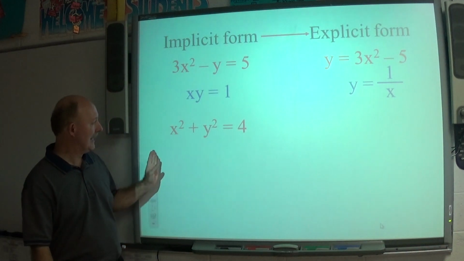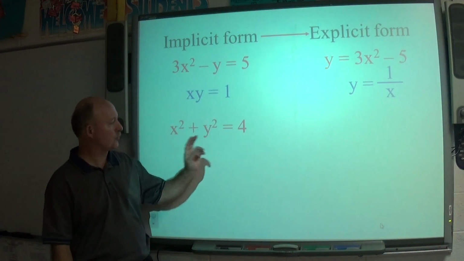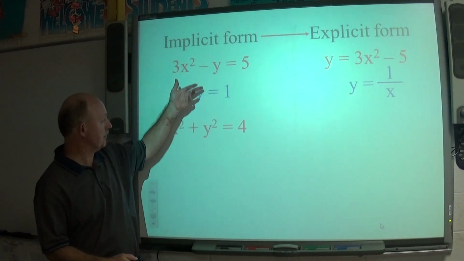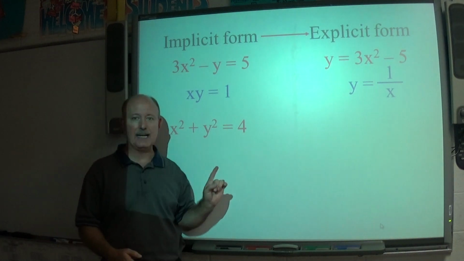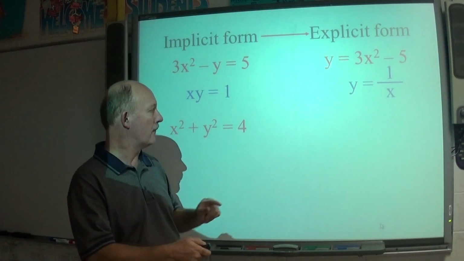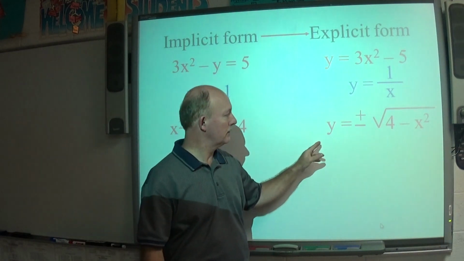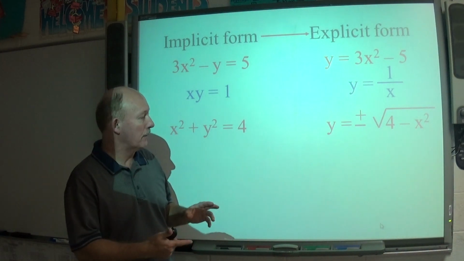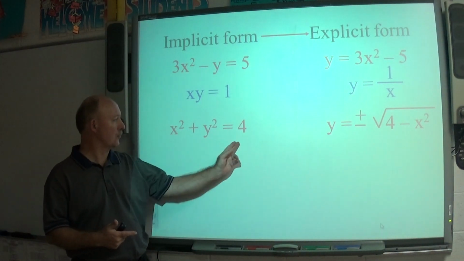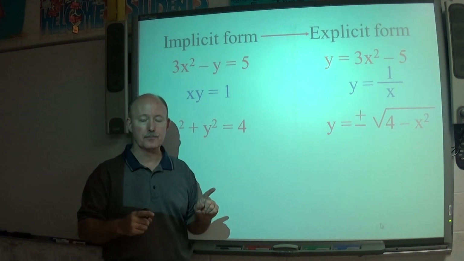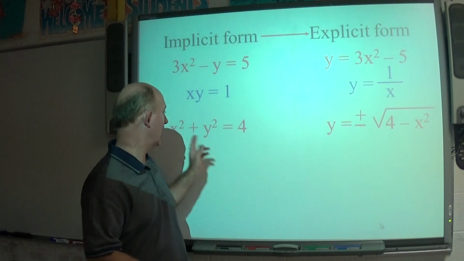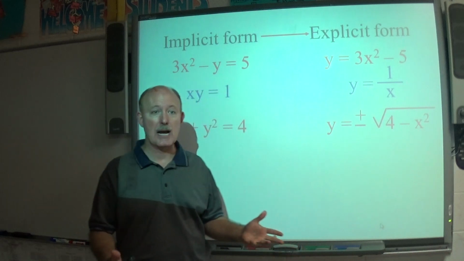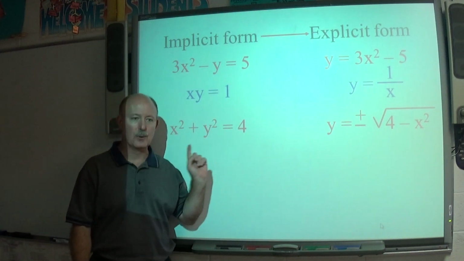Another example. Looking at our third example here, this is x squared plus y squared equals 4. This would be a circle, and this is in implicit form, so it has not been solved for y yet. If you solve the circle for y, we get y equals plus or minus the square root of 4 minus x squared. If you're looking for the derivative, it may be easier to find it from the implicit form, x squared plus y squared equals 4. To get the derivative of the explicit form, you'd have to use the chain rule. So it's probably easier to take the derivative in implicit form.